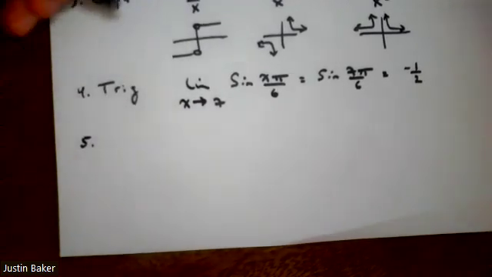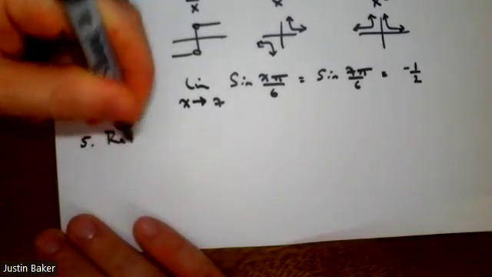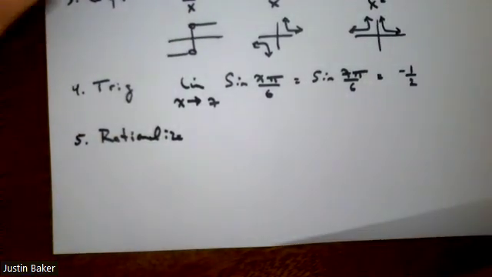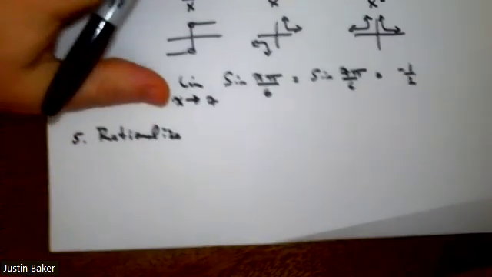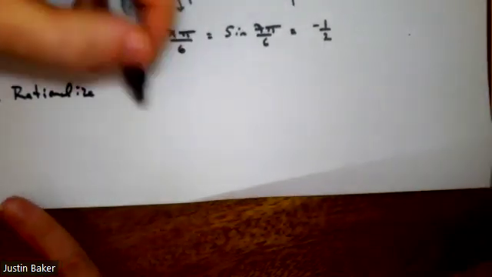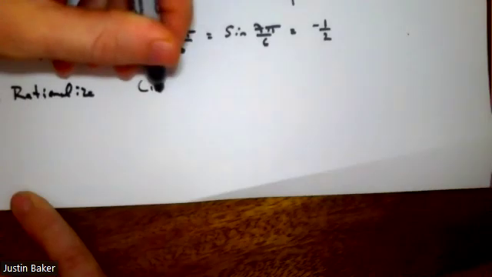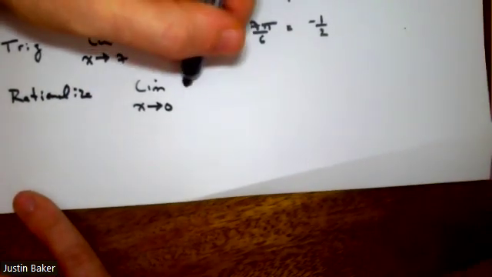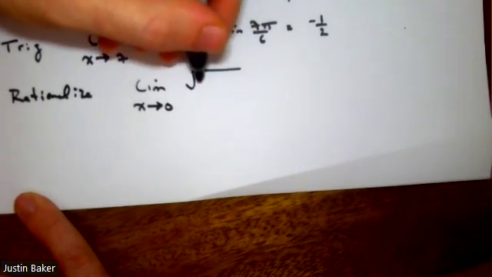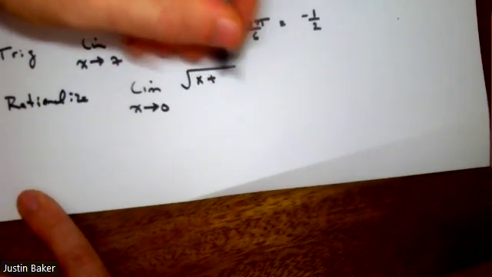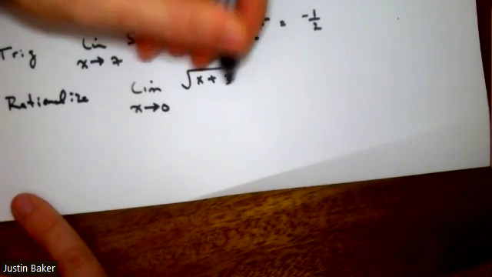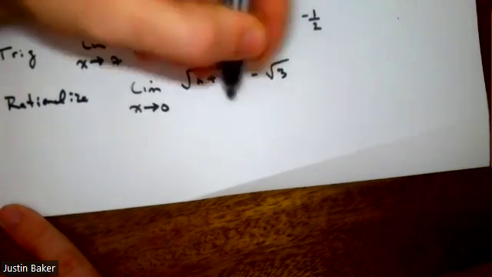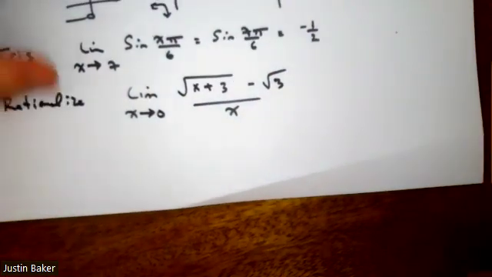The fifth one we could come up with is we could rationalize. And rationalizing usually refers to something involving a radical. So let's take a look at what that might look like. If we said the limit as x approaches 0 for the square root of x plus 3 minus root 3 over x. Let's see how that would work out.